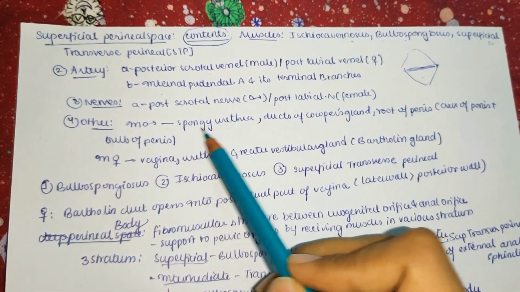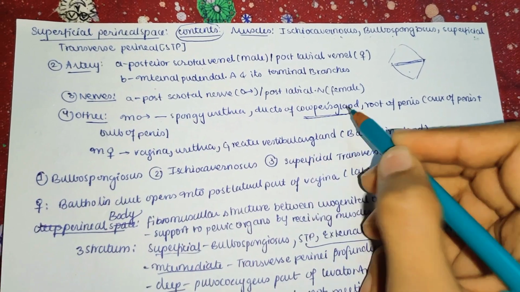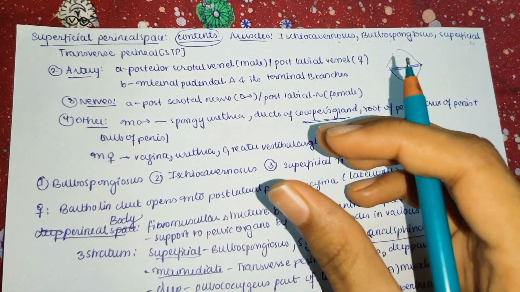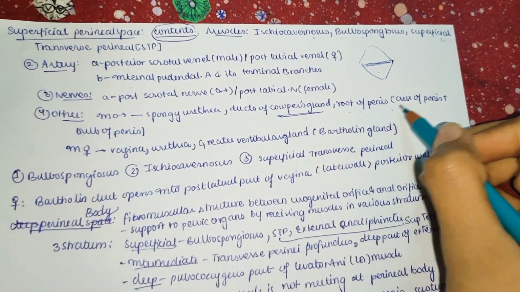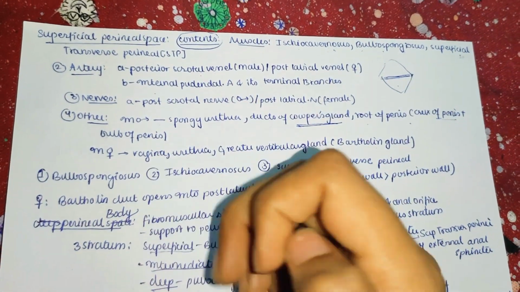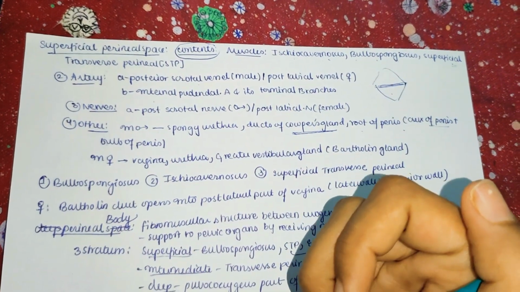In a male, the spongy urethra and the ducts of the Cowper gland. One thing you need to remember: the Cowper gland itself is present deep, but its ducts are present in the superficial perineal space. Also the root of the penis, crus of the penis, and bulb of the penis. So the penis is finally located in the superficial perineal space.